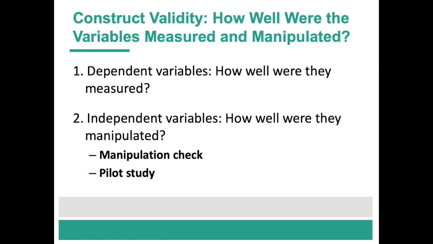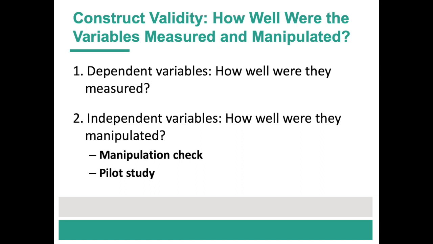So with the construct validity, when it comes to the dependent variables, consider how well were they measured. Do we think the dependent variables were measured well? Second one, independent variables, how well were they manipulated? So often to do this, we need to do a manipulation check. And this can often happen in conjunction with a pilot study, a study that's really small just to see, do our manipulations work?